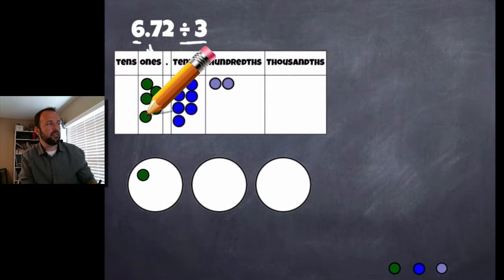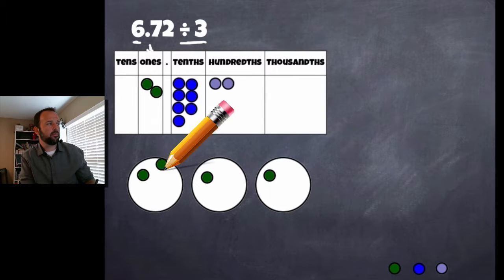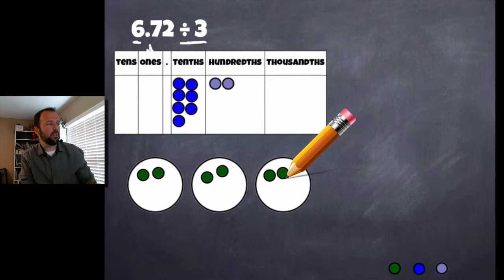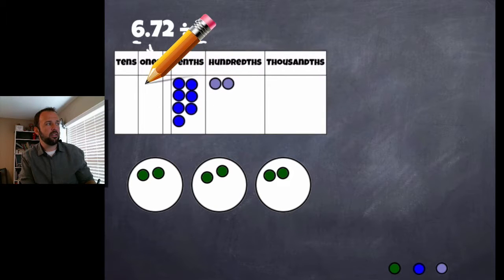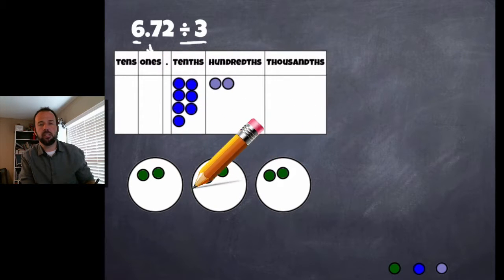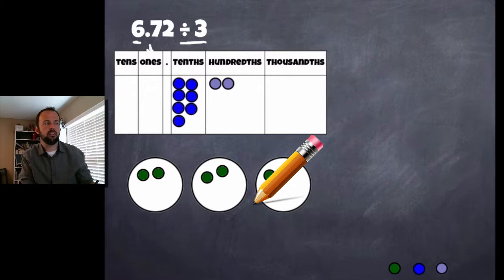Well, if I were to drag these out, so I'd have 1 here, and 1 here, and 1 here, so I would have 2 in each group, okay? So 6 ones divided by 3 would give me 2, okay? Easy enough so far, and that went in nice and evenly and not a problem there.